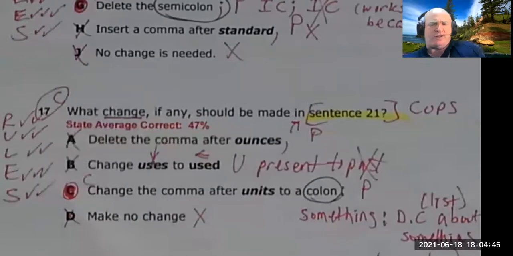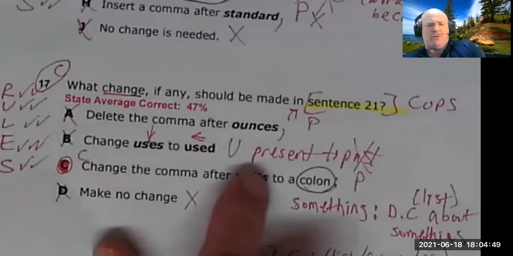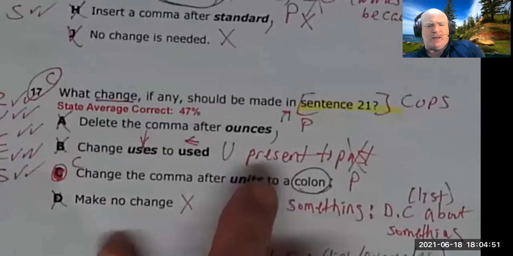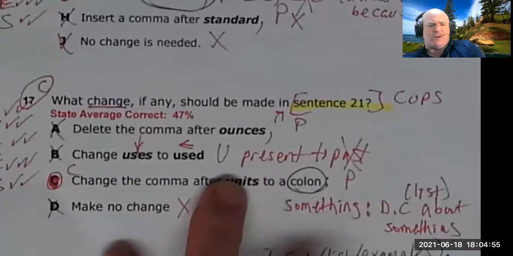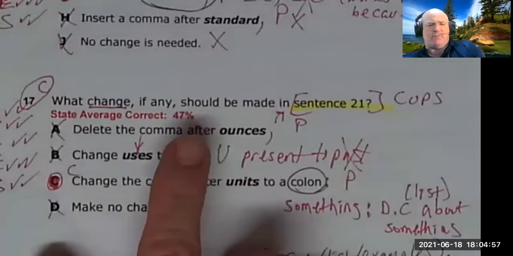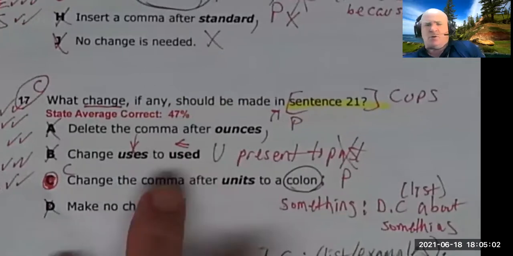Letter C says change the comma after units to a colon. That's going to be the correct answer. So we're going to have to learn how to do that if half the kids in Texas didn't know how to. And of course, because there's a problem with leaving the comma there, we can't pick no change.